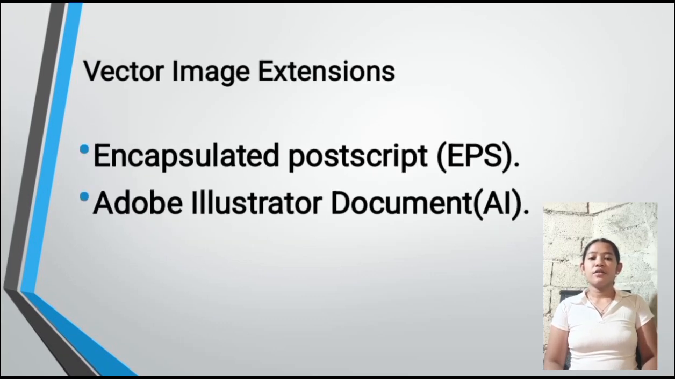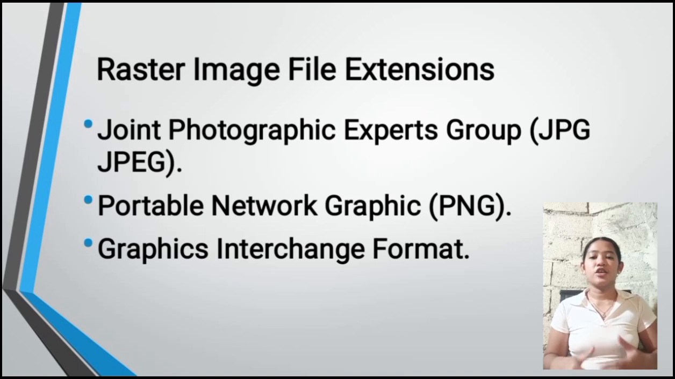Under vector image extensions, we have Encapsulated PostScript or EPS, to produce high-resolution graphics for print, and Adobe Illustrator Document or AI, most probably a commonly used image file type by designers. And in raster image file extensions, we have the Joint Photographic Experts Group or JPEG, the most commonly used image file type, known for lossy compression.